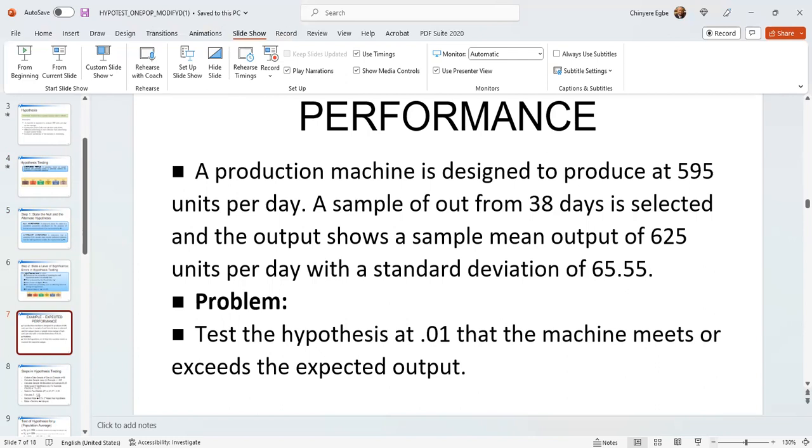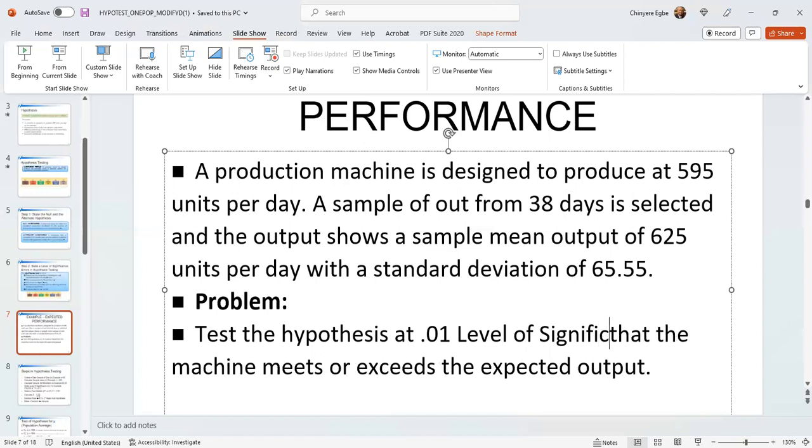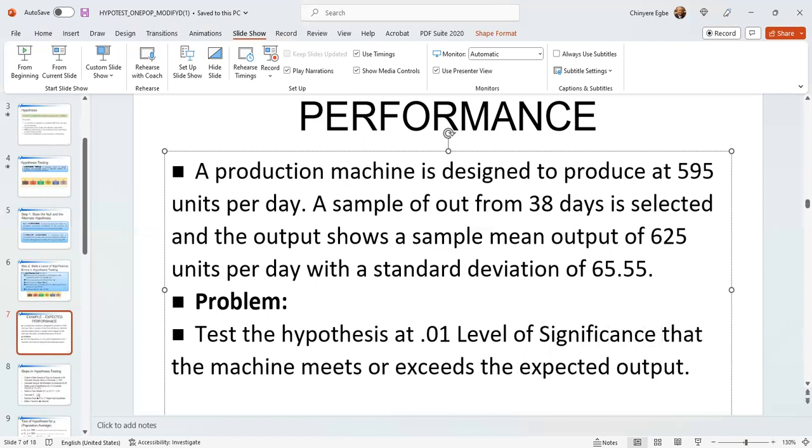625 does not come from the sky. It doesn't fall out of the forest. There's a way to get the sample mean, and you know how to calculate the sample mean. But I'm going to go through a simple problem, and we'll show how that is done. The sample also has a sample standard deviation of 65.55. So our problem now is we test the hypothesis at the 0.01 level of significance that the machine meets or exceeds the expected output.